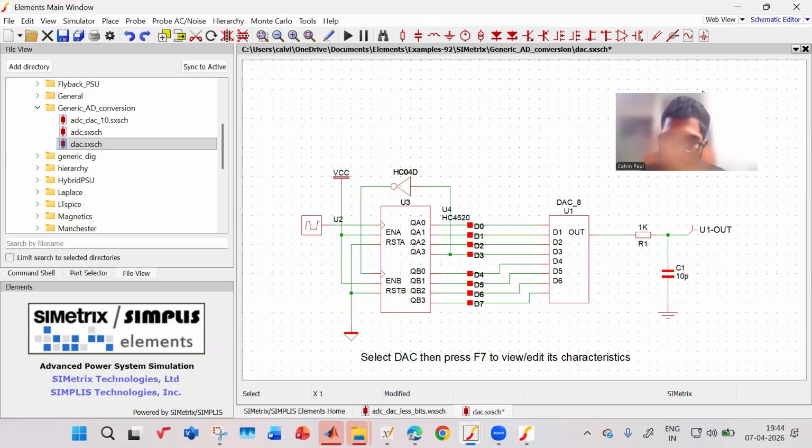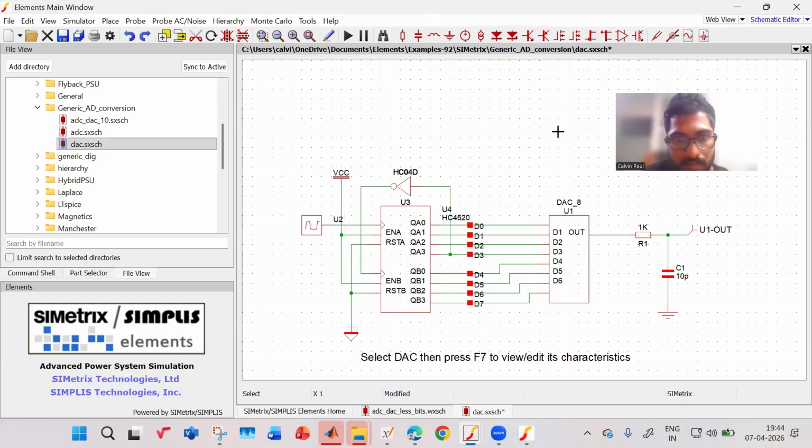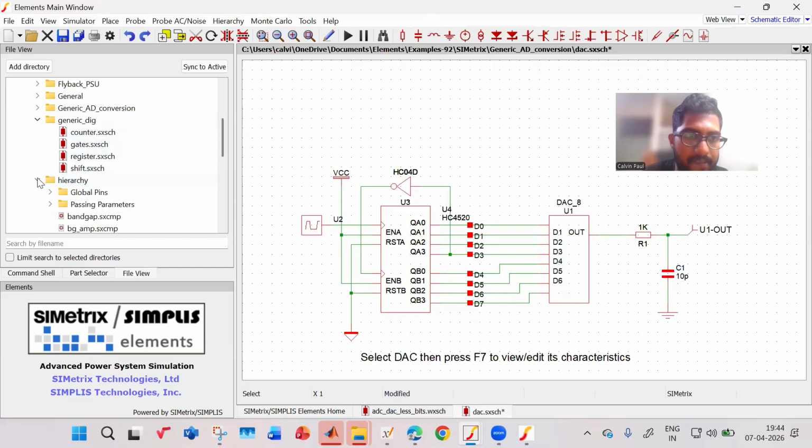DAC output. Okay, fine. Enable reset, enable B, reset B. Okay, this is a bit not necessary. Okay, all right.